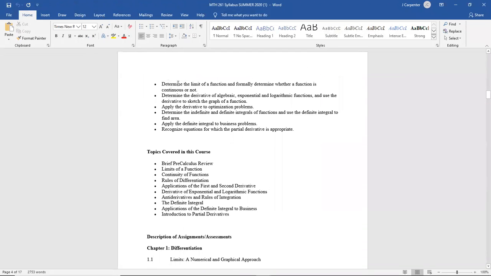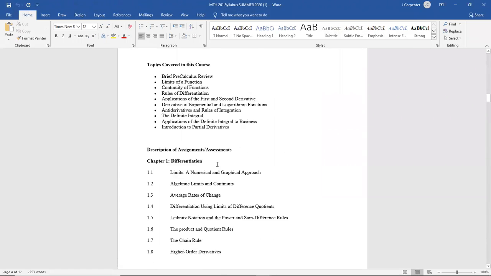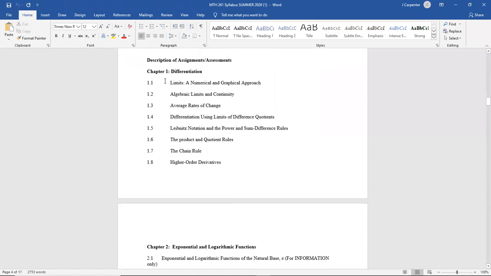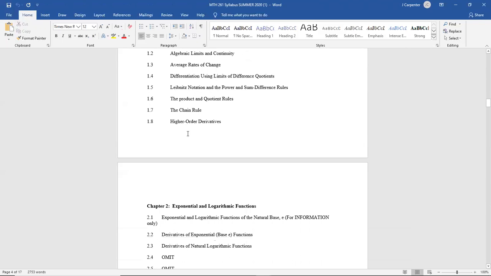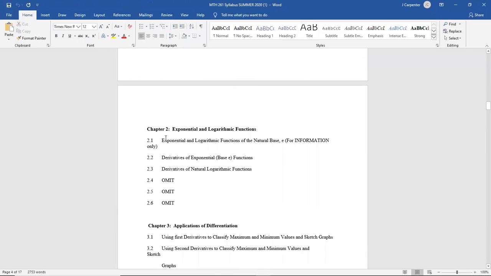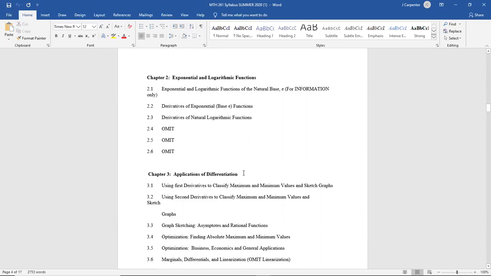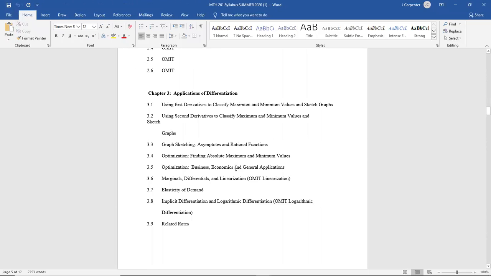Topics covered, you can check that out on your own. Description of assessments and assignments. So like I said, officially we start in chapter 1. We will cover all 8 sections of chapter 1. It looks like we're only covering the first 3 sections of chapter 2. Chapter 3, even though some of these don't say omit, we will be omitting.